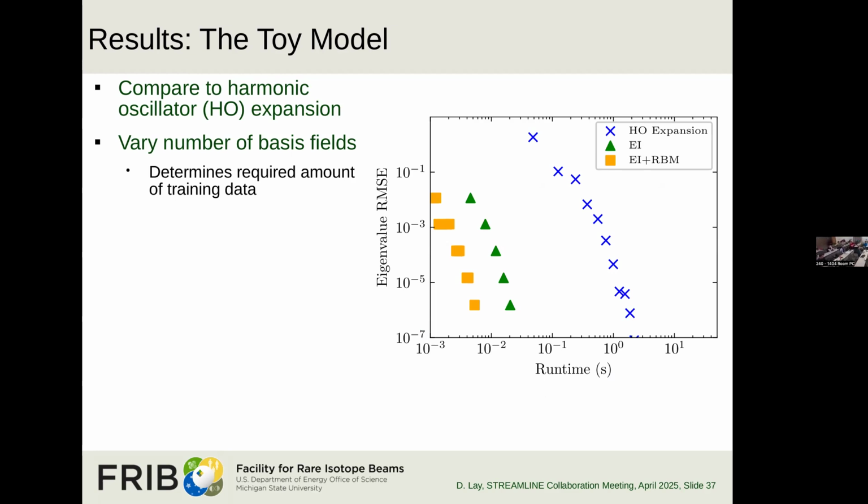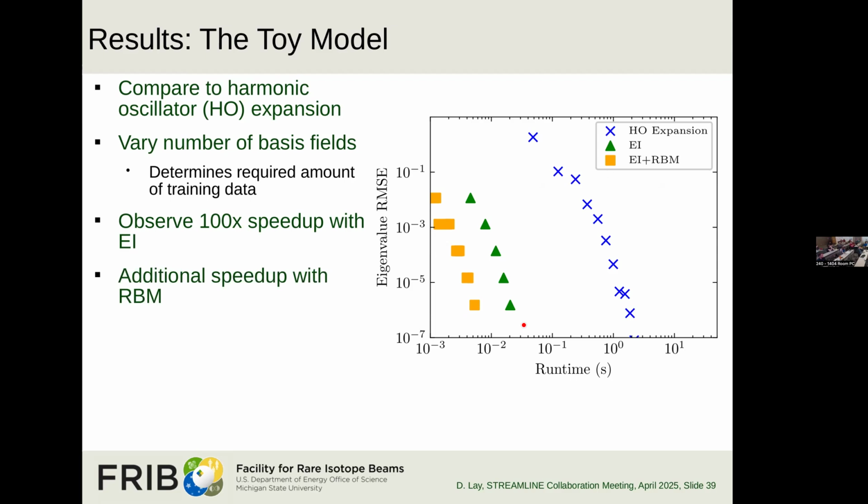One way to understand this is that the number of basis fields roughly corresponds to the amount of training data that you need, the number of real calculations that you need to do to get things to work. And you see that there's a nice, neat 100 times speed up just using empirical interpolation, still in the harmonic oscillator basis. When you then use a reduced basis on top of that, as shown in orange here, you get an additional factor speed up. So this sort of thing works for self-consistent problems.